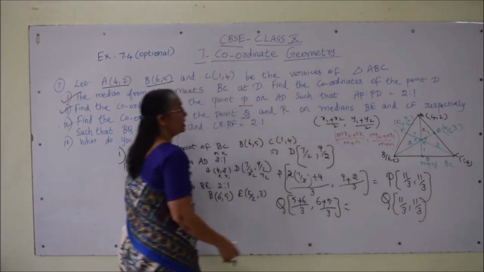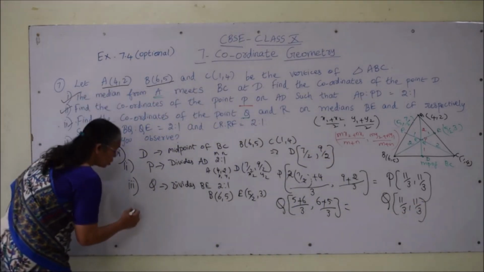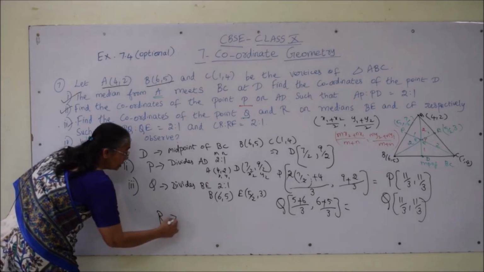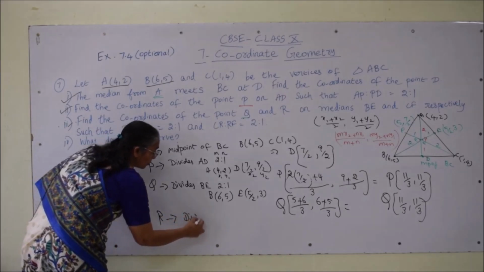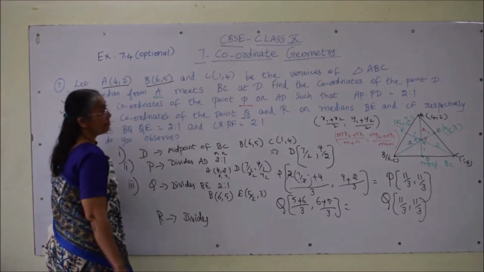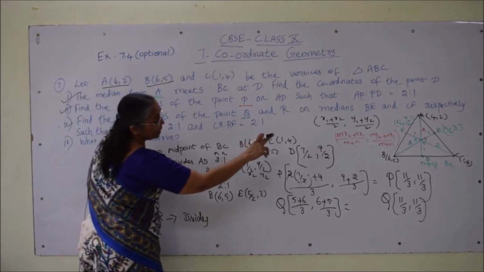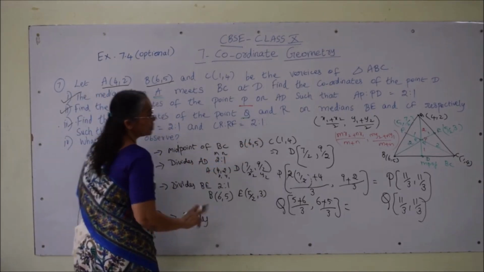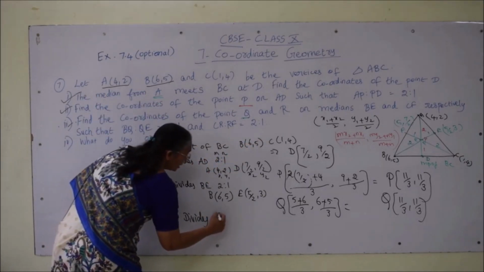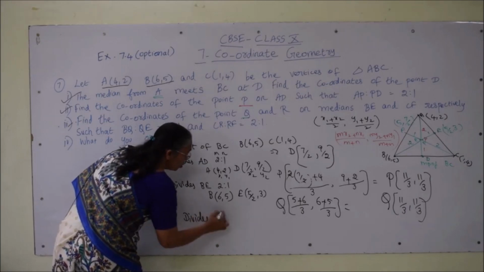Now, the last point R. So, what is R? R divides CF. We already found F point also. R divides CF in the ratio again 2:1.